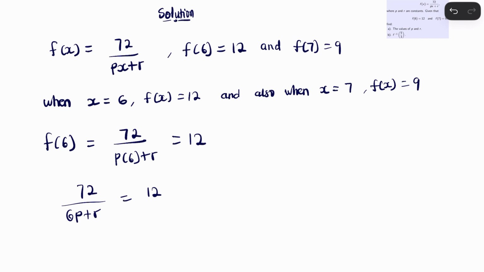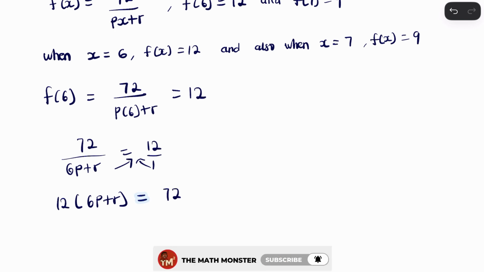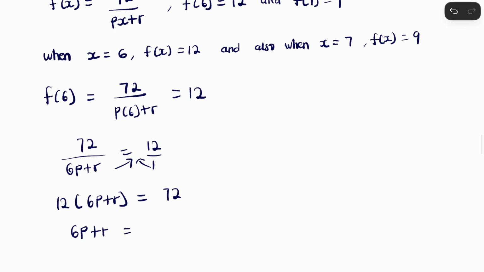So we are going to cross multiply, then we simplify our results. So this will multiply this, and this also multiply that. So we are going to have 12 multiplying 6p plus r is equal to 1 times 72, which is 72. And so we can now divide by 12. So dividing through by 12, you're going to have 6p plus r is equal to 6. So this is our first equation.